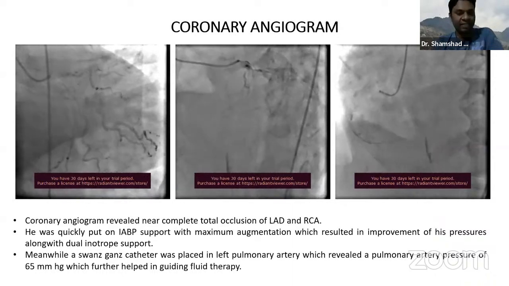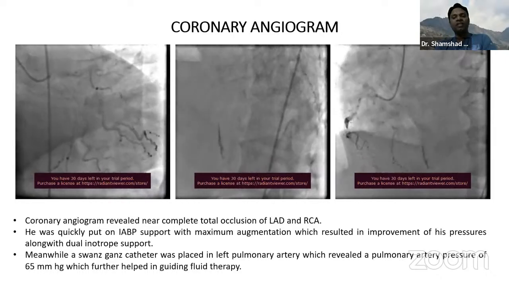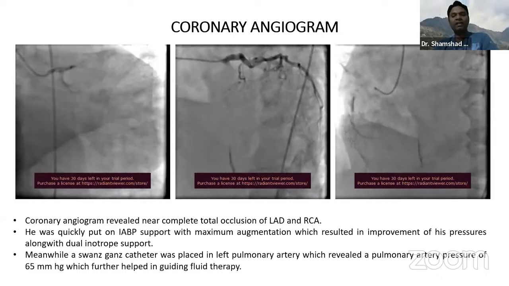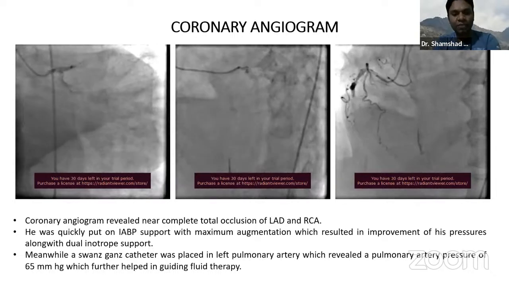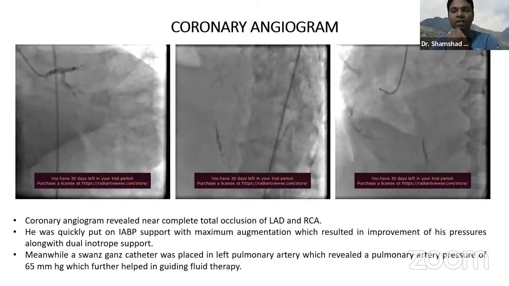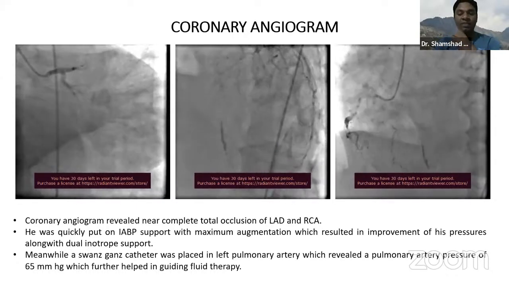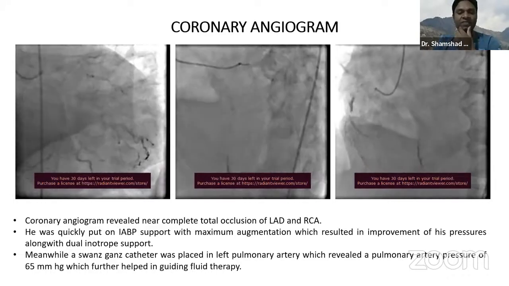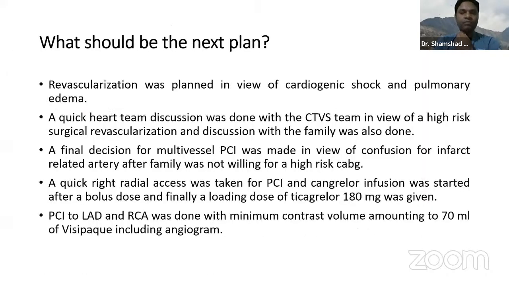After that, immediately he was put on IABP support, because mechanical circulatory support was a dire requirement in this case, and immediately a Swan's catheter was put in his left pulmonary artery so that we can monitor his IV fluid requirement as per the pulmonary artery pressure. His PA pressures were very high; it was 65 mm. So it was very helpful in guiding fluid therapy.